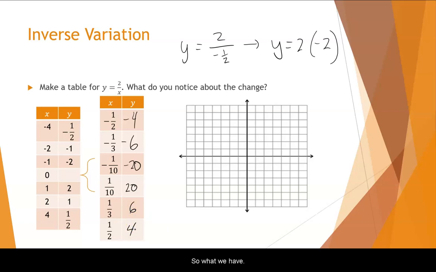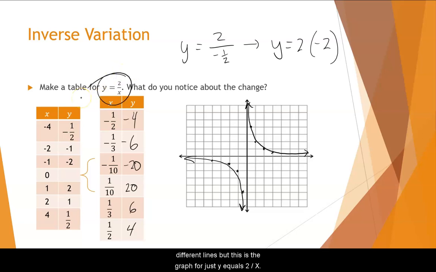So plotting these points, I'm going to pause the video and make the graph. Here's our graph. It actually ends up looking like it's two different lines, but this is the graph for just y equals 2 divided by x. The disconnect is centered around that divide by 0 that we would have run into.